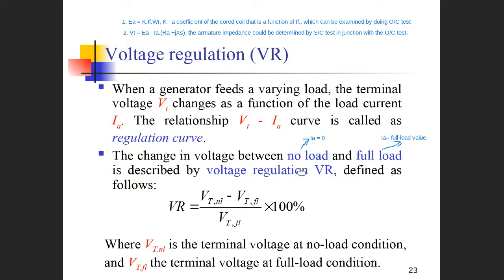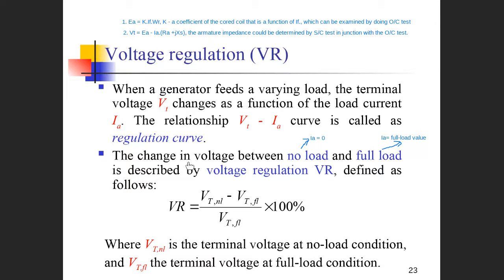The meaning here: no load means that the armature current equals 0. When this equals 0, the internal voltage and terminal voltage are the same, right? You should understand this point. And full load means that the loading current is the full load value, in such a way that the no load terminal voltage and full load terminal voltage are different.